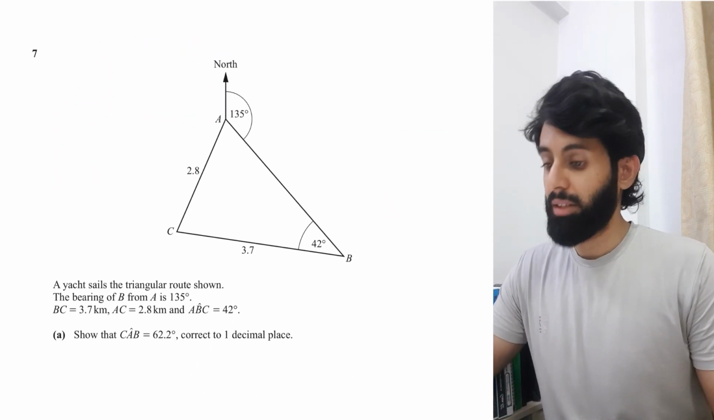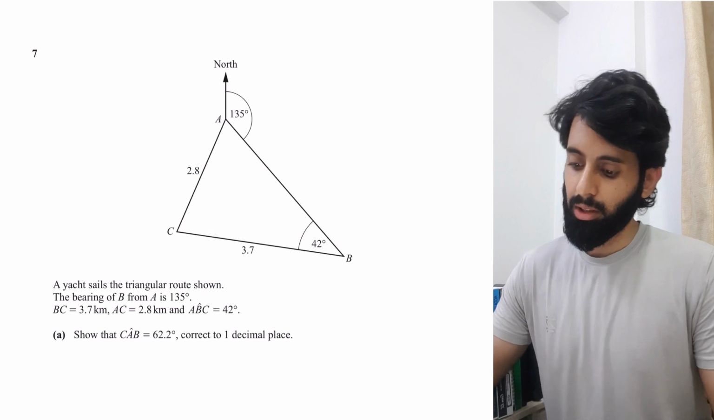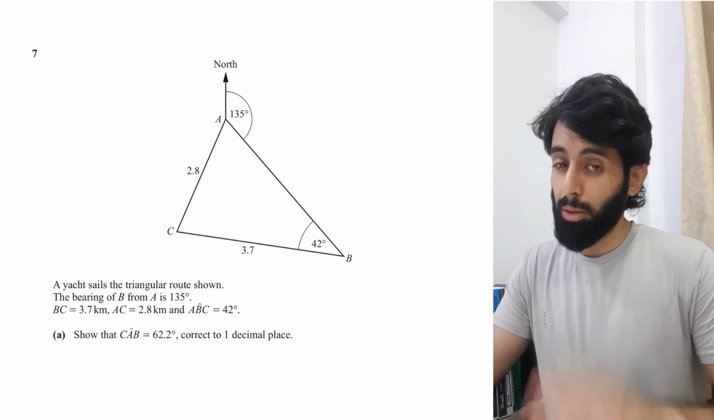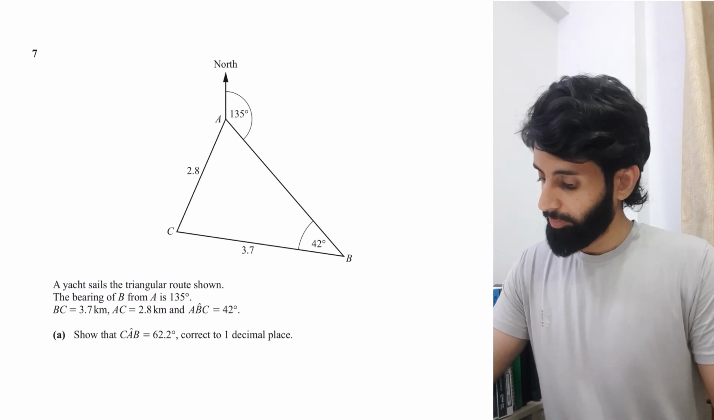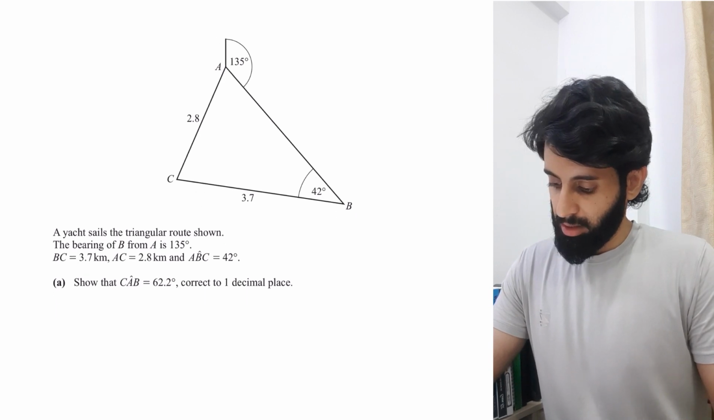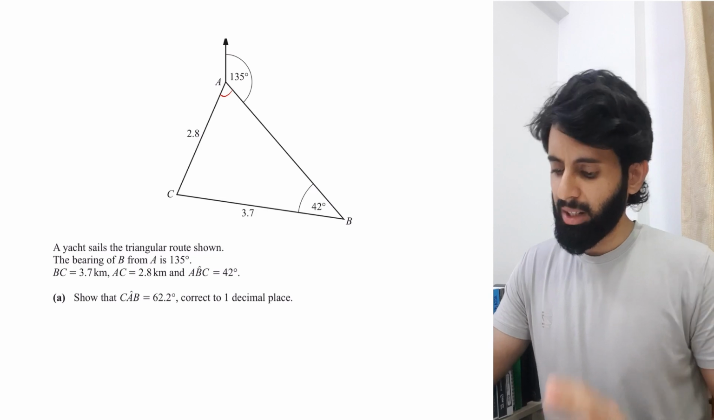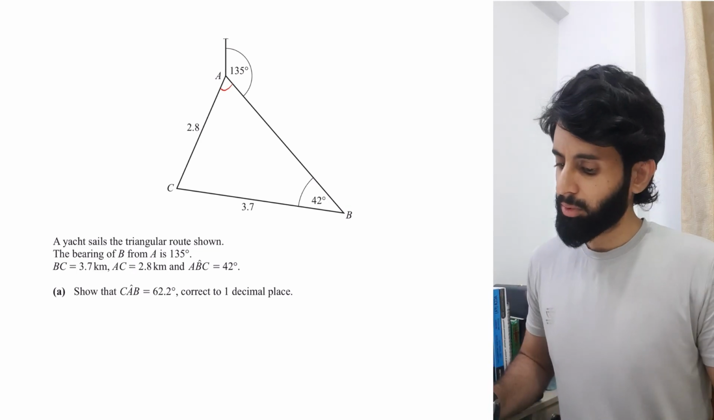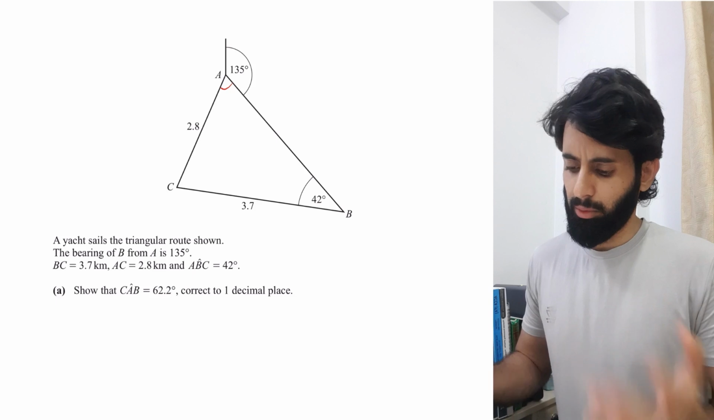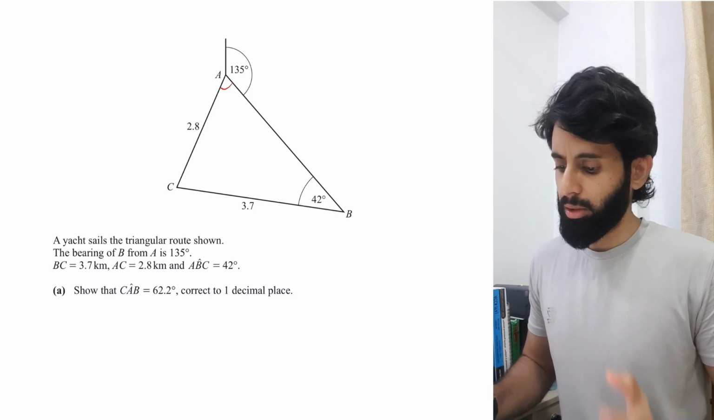Alright, let's do question number 7. Further trigonometry. Again, a very important topic for paper 2. Show that CAB is 62.2. So CAB is this angle, correct to 1 decimal place. We can have a straight head-on approach with questions like these. We're going to use the sine rule to get CAB.